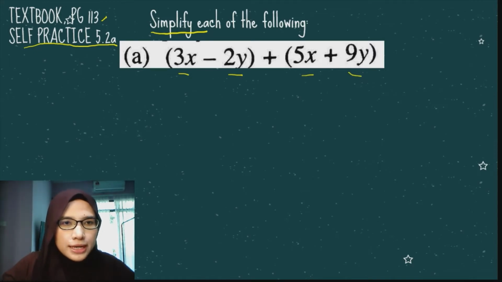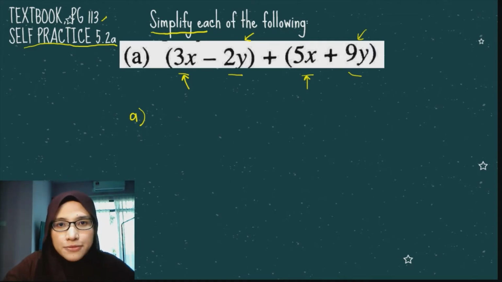In order to simplify our algebraic terms, we need to gather or group the like terms in the algebraic expressions given. In this question, 3x and 5x are like terms, the first group of like terms, and 2y and 9y are our second group of like terms. We already identified our like terms. Before we continue with our calculation, we need to get rid of the bracket first. Remember our board mask? We need to get rid of the bracket first.